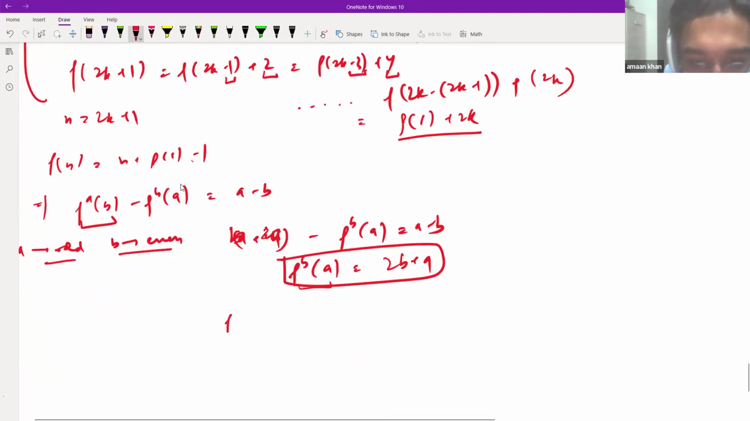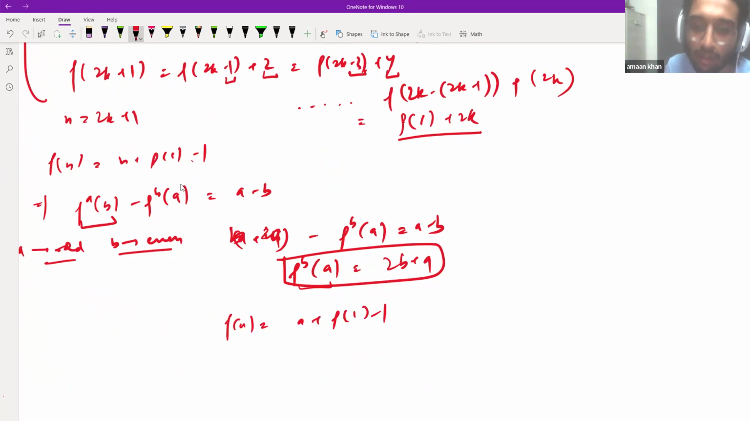Now you have f of a is a plus f of 1 minus 1. Now just put b equal to 1 here in this equation. But you can't put b equal to 1, never mind. From here, can't we get f of 1 equals 2b plus 1? Wait, how? It's f of b times f. Okay, here we just have one time. Putting b equal to 1, you can't do that actually because we have used b as even.